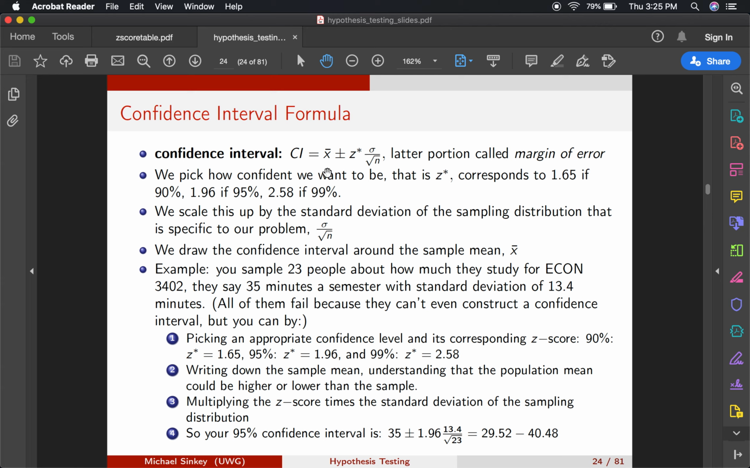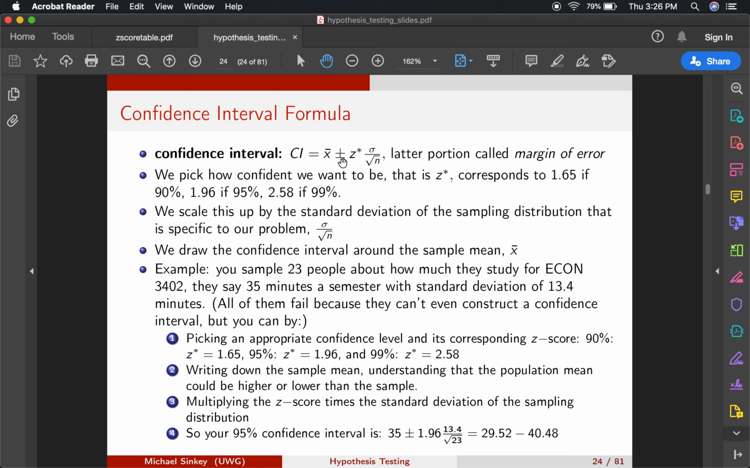Confidence interval. I take the sample mean. I add and subtract z star. Z star is a critical value. Sigma is the standard deviation. N is the sample size. So this last part of the formula is called the margin of error. I add and subtract the margin of error to my sample mean.